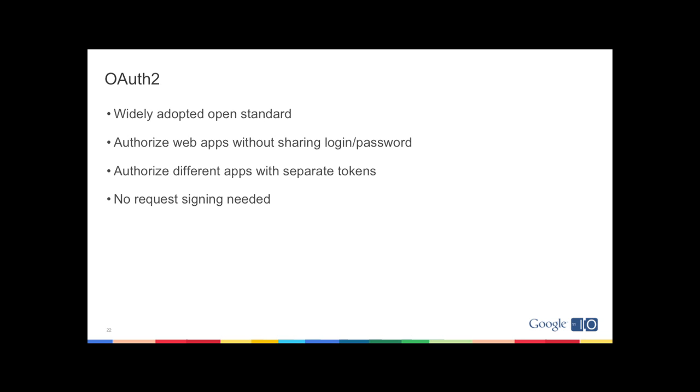OK, the next new topic I wanted to talk about is OAuth2. We've mentioned it a few times now. What is OAuth2? Well, it's a widely adopted open standard for both authentication and authorization. OK, so it's being used. Google is moving all its APIs over to support OAuth2. And it's not just in Google. It's more widely used outside of Google as well. It's a widely adopted open standard.